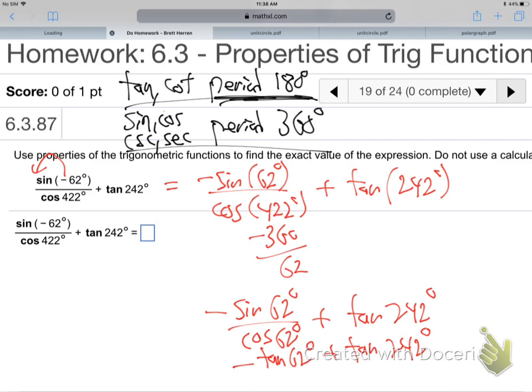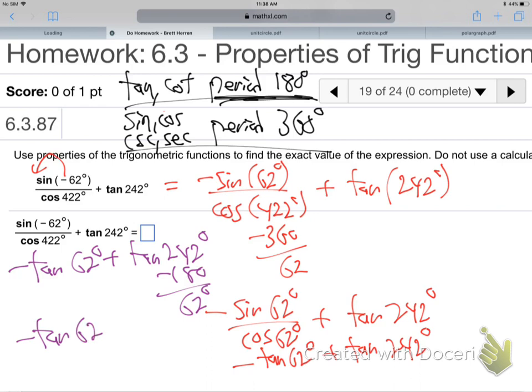So I could say, look, I've got this minus tangent 62 plus tangent 242. I bet this 242, if I subtract 180, it's the same as 62. So for tan and cotan, you're allowed to add or subtract 180 whenever you want. You get the same values. You haven't changed anything. So this becomes minus tan 62 plus tan 62. So sure enough, as we knew all along, it's a big 0.